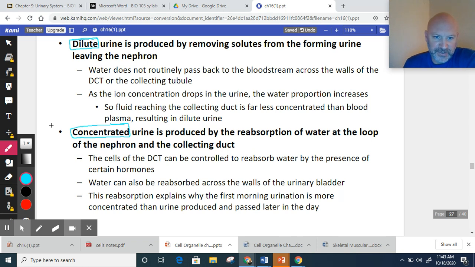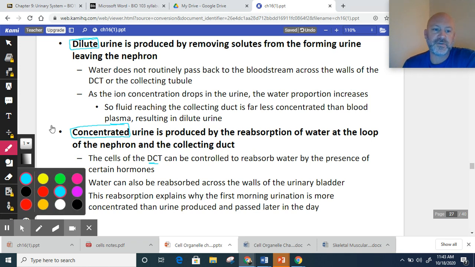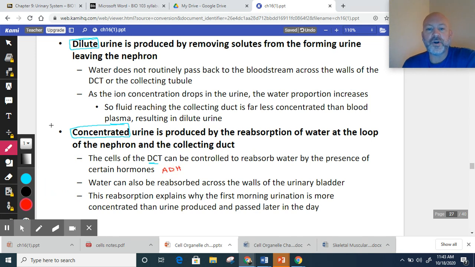So the cells of the distal convoluted tubules, the cells of the collecting ducts can be controlled to reabsorb water in the presence of certain hormones, right? ADH. Water can also be reabsorbed through the walls of the urinary bladder. All right. So this is why, as we pull this water out of the urine, it's going to appear darker. It's going to become more concentrated.